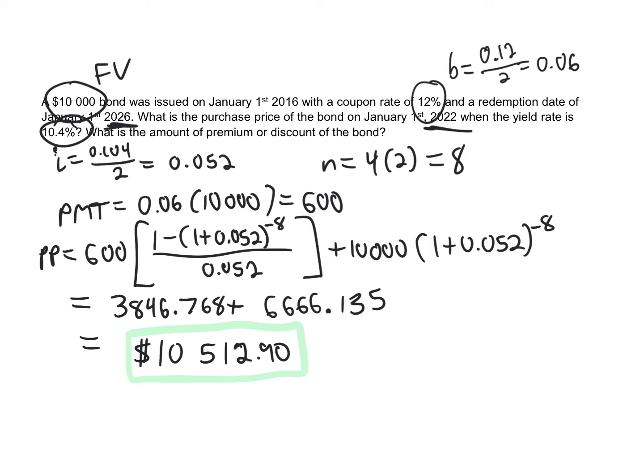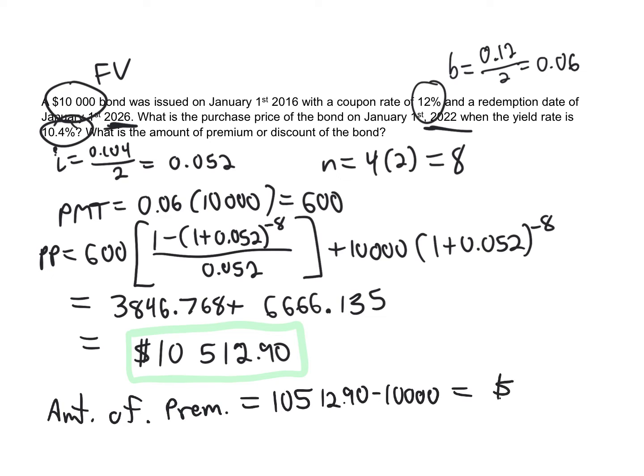Now we also need to calculate the amount of premium or discount. Now in this case, it's premium because we're paying more for the bond than what the original face value is. So the amount of premium is equal to the 10,512.90 minus the 10,000. So we get 512.90.